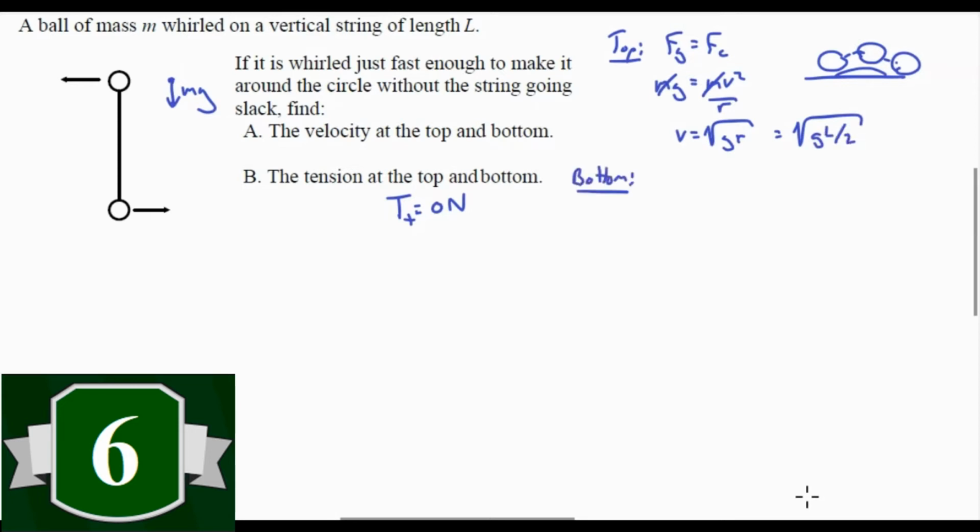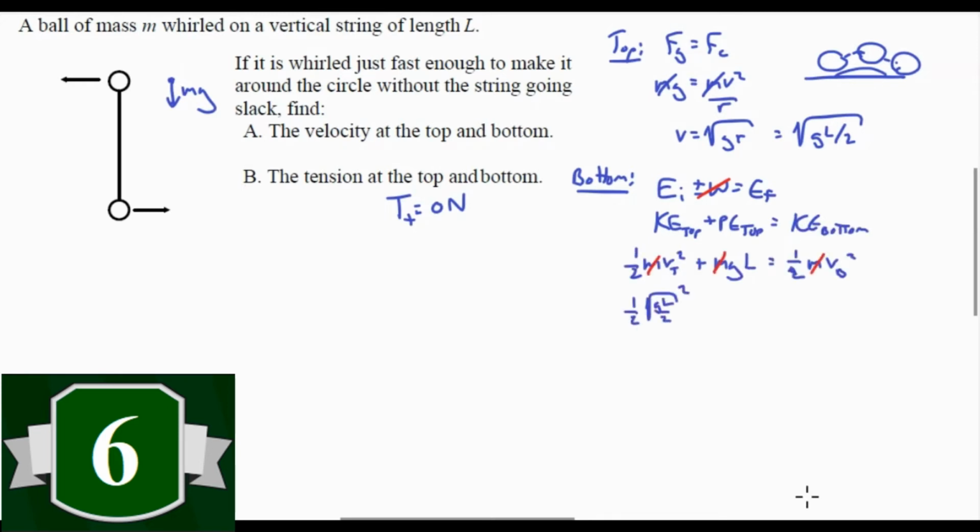Finding the velocity at the bottom looks like a kind of nightmare of Newton's laws, calculus, 2-dimensional, constantly changing force stuff, which means we really want to use energy instead. So the work-energy theorem minus any work is conservation of energy. We've got kinetic energy at the top, potential energy at the top, and that all converts to kinetic energy at the bottom. Substitute in the velocity at the top we just found and solve. You get the velocity at the bottom is the square root of 5/2 gL.